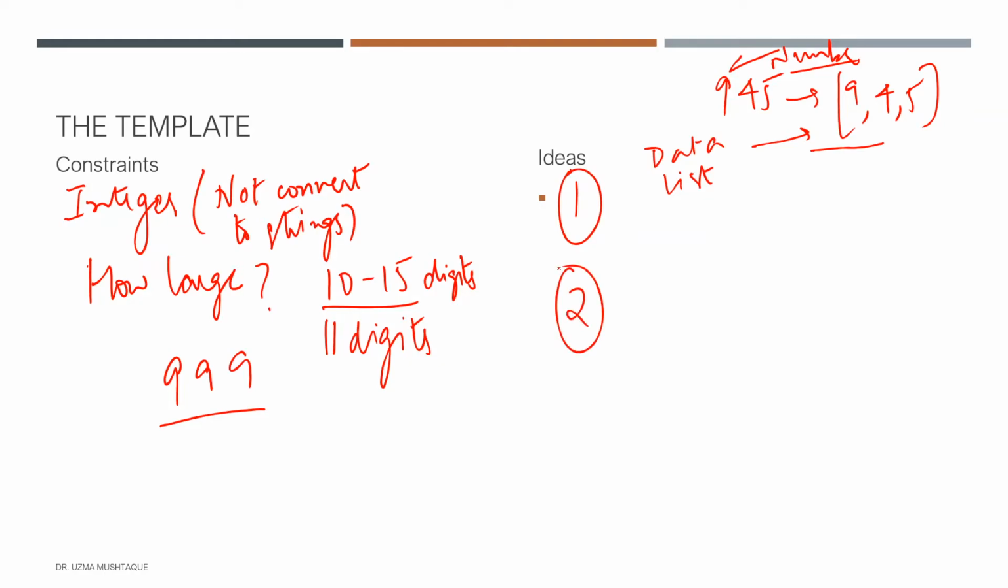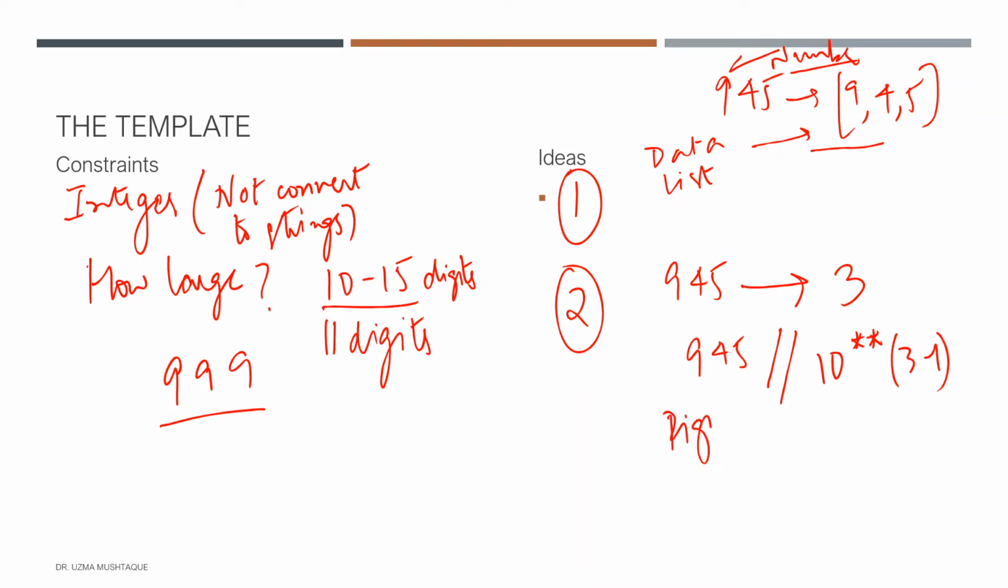I can also come up with another idea if memory is an issue. What I can do is get the number of digits in my number. So here, if it's 945, get the number of digits, which is 3. Then you can get the left digit by dividing the number, for example 945, using integer division by 10 to the power of 3 minus 1. Why 3 minus 1? Because I know the number of digits. So 10 to the 2 is 100, and I can get the leftmost digit by dividing by that number.